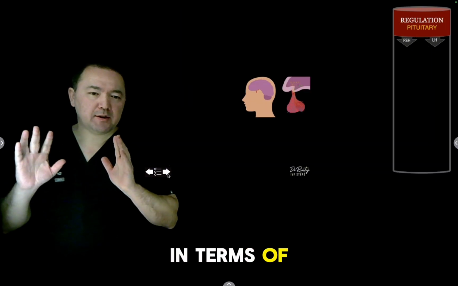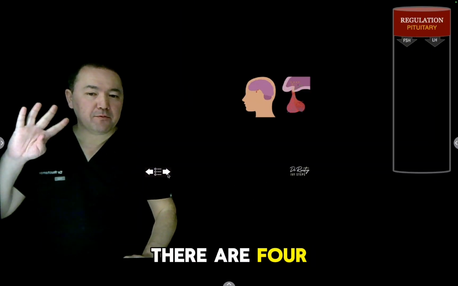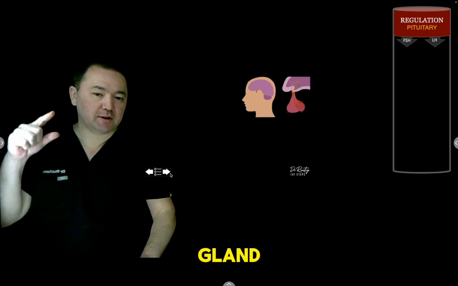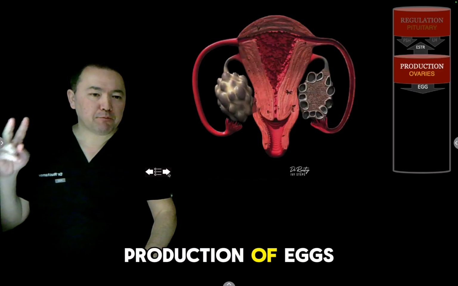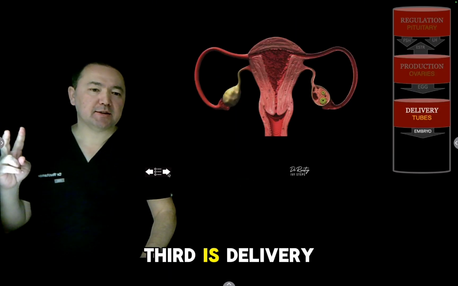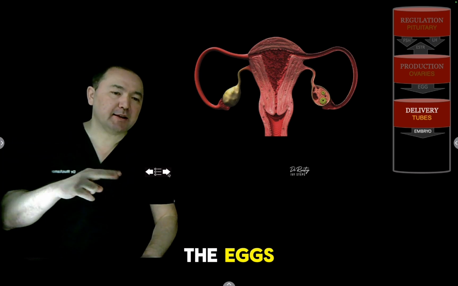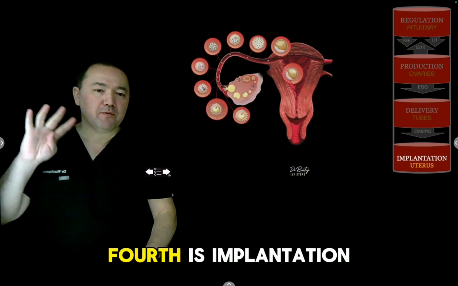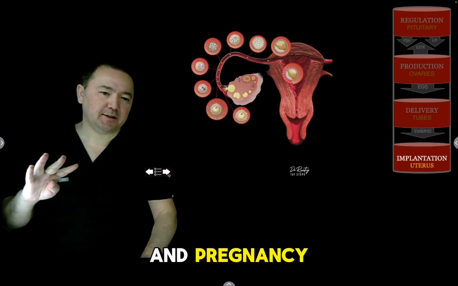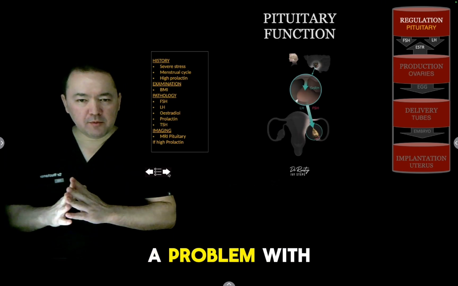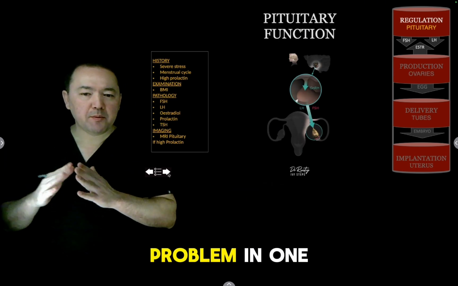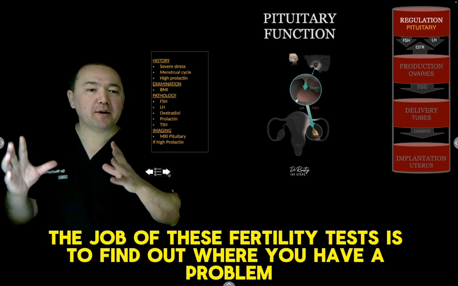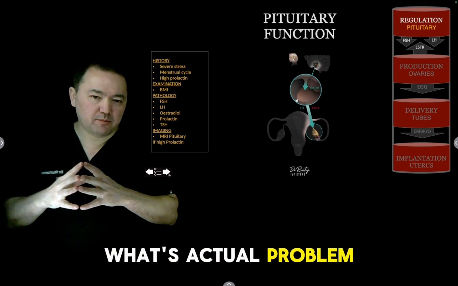In terms of regulation of fertility, there are 4 levels. One is regulation of your whole fertility by the pituitary gland. Second is the production of eggs. Third is delivery of sperm to the eggs and the fertilized embryo from the fallopian tubes to the uterus. Fourth is implantation and pregnancy. So when you have a problem with your fertility, you will have a problem in one of these 4 levels. The job of this fertility test is to find out where you have a problem, what the actual problem is.